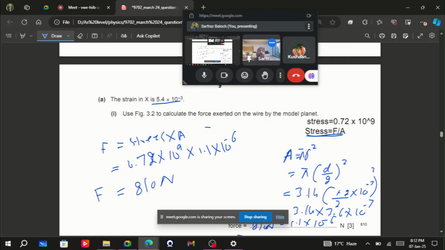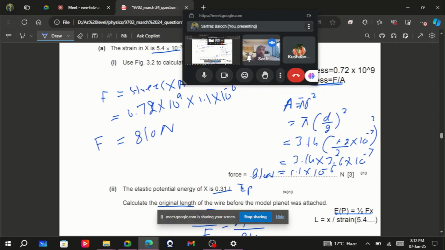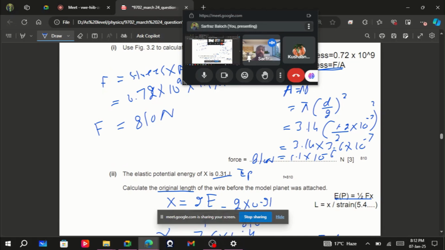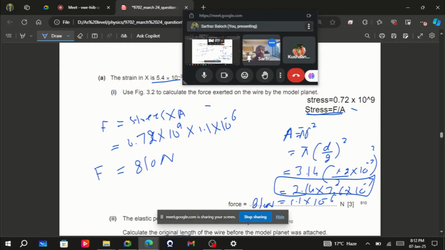So you have stress and strain. For stress you have force per unit area, and here you have a wire. So for the wire, first you will find the area, which is equal to pi r square, and here the diameter of the wire is given. So you will take half of it for r, and then you will be able to find the area. So area comes here, this one. So this is your area, and now you will use this area in this formula to calculate force.